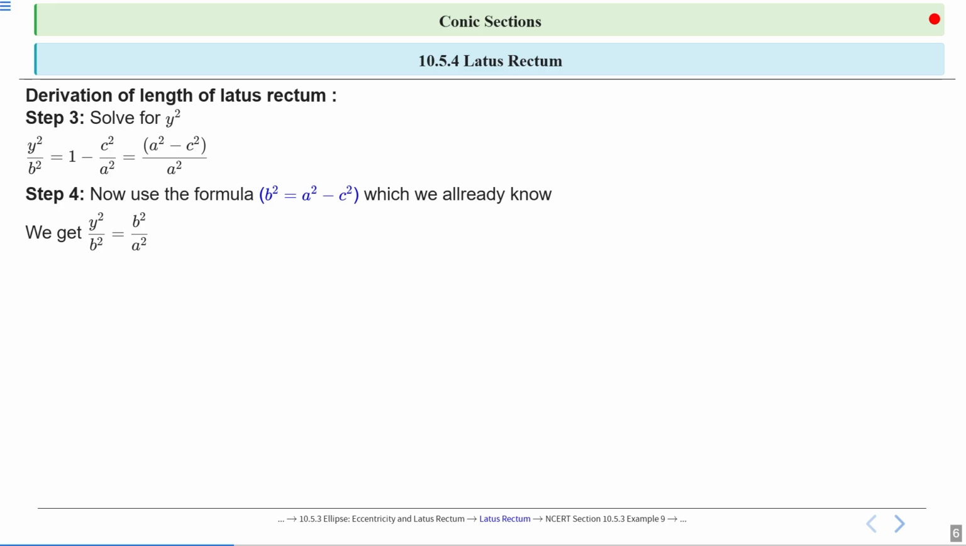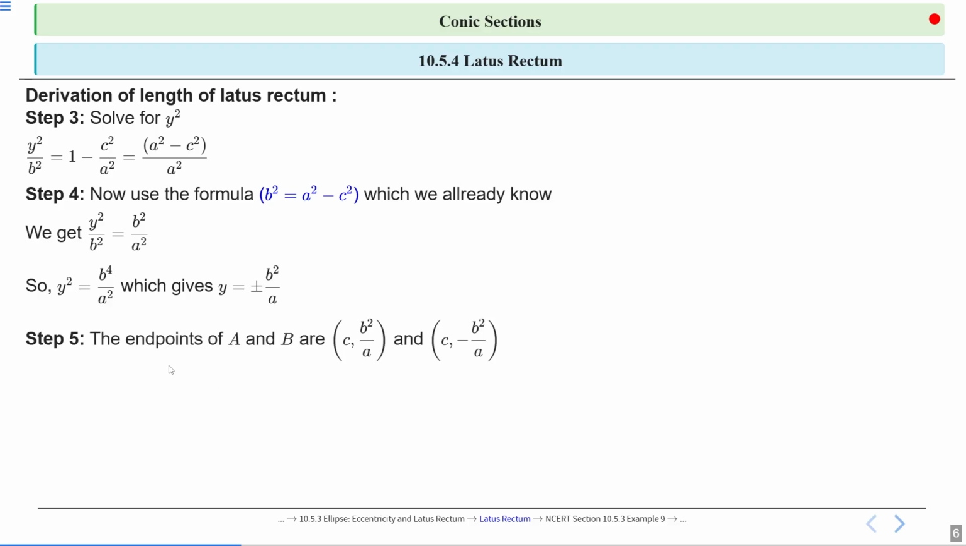From here you can solve for y square. So y square is equal to b to the power 4 upon a square. Now taking the square root on both sides gives us y equal to plus minus b square upon a. So from this equation we obtain the values of y as plus minus b square upon a.